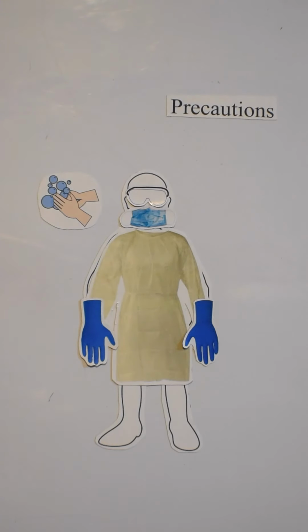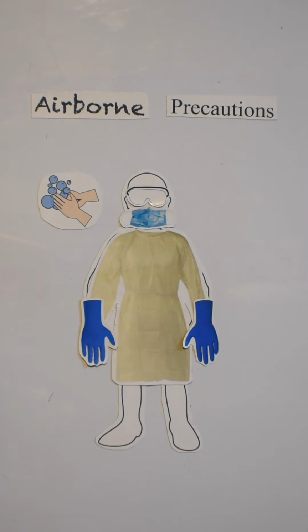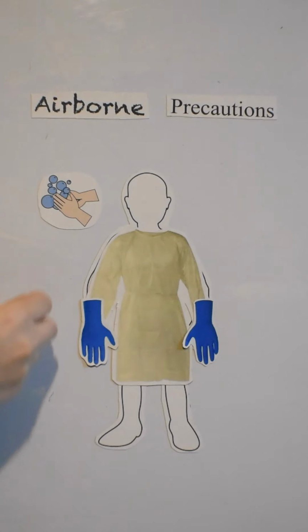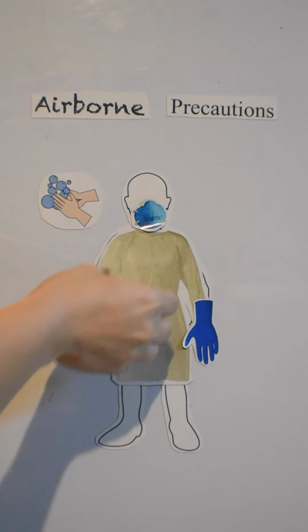Next up is airborne precautions. Airborne precautions are used for patients with known or suspected infections that can be transmitted through the air, such as TB, measles, or chickenpox. For these patients, you will use hand hygiene both before and after patient contact. You will wear gown, gloves, and an N95 respirator.